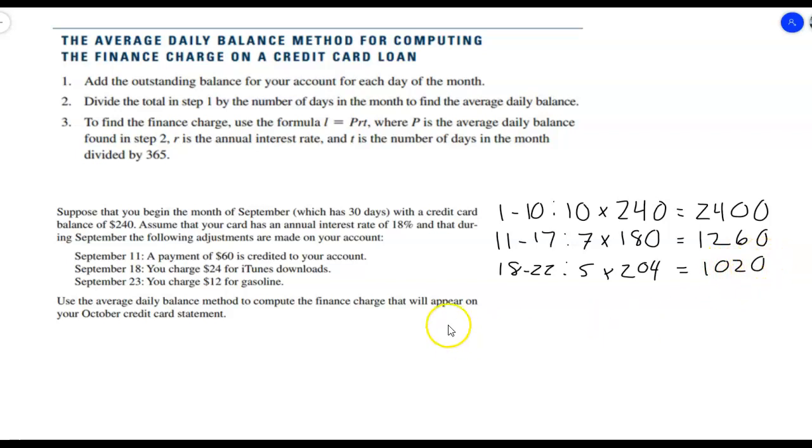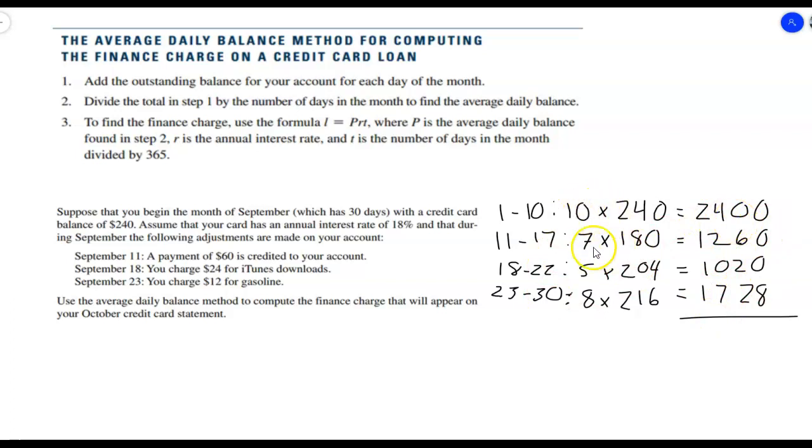And then our balance from the 23rd all the way till the end of the month, which is September, so it is a 30-day month. So that is 8 days: 23, 24, 25, 26, 27, 28, 29, and 30. That's going to be 8 times, and we added another 12 to the previous balance. So that's going to be times 216, and that's going to equal $1,728.